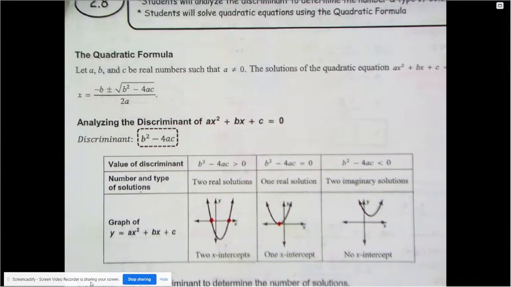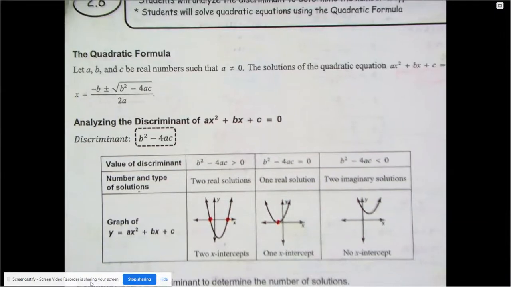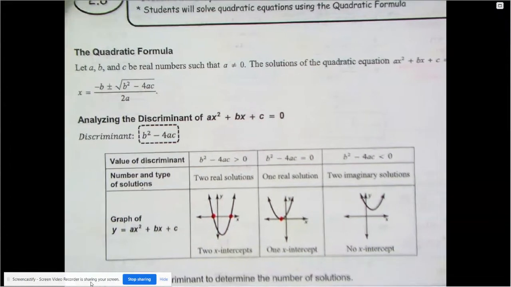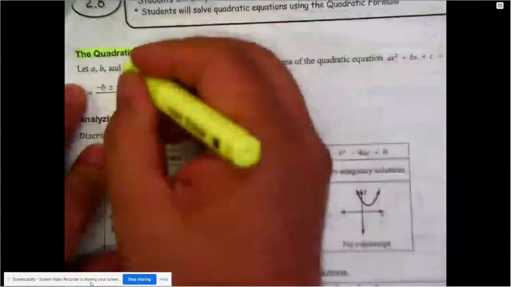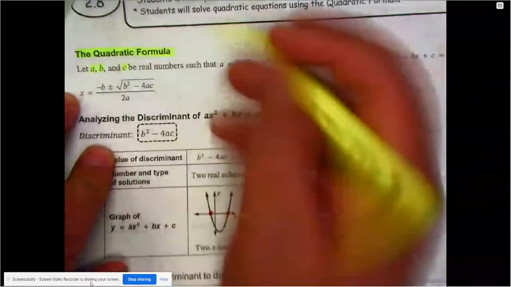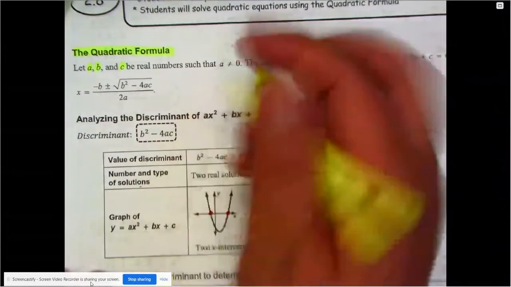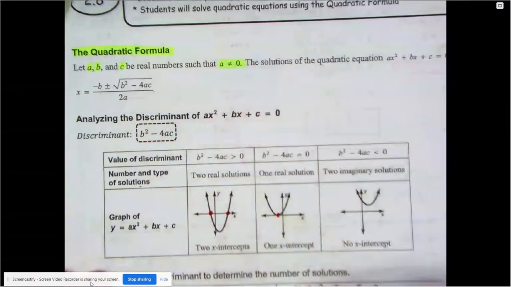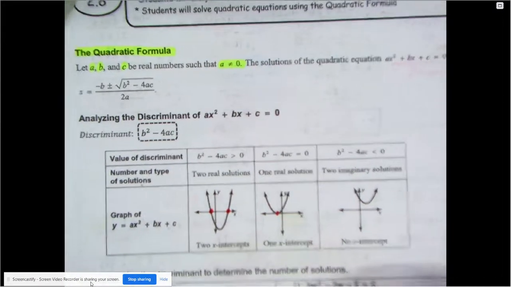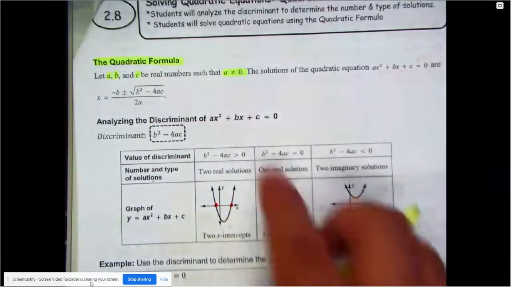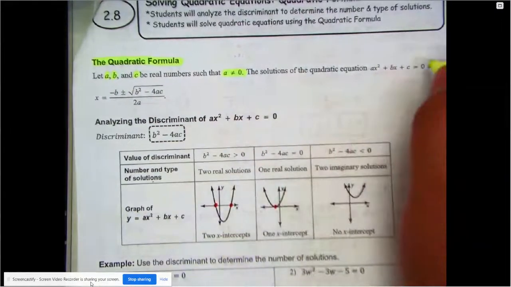So in order for us to find them today, instead of factoring, instead of using square roots, at least just the square root rule that we learned the other day, we're going to be using the quadratic formula. Now, the quadratic formula says we're going to let A, B, and C be real numbers. But of course, we've mentioned that your A value can never be a zero, because if your A value is zero, then it ceases to be a quadratic equation. So it says the solutions of a quadratic equation.